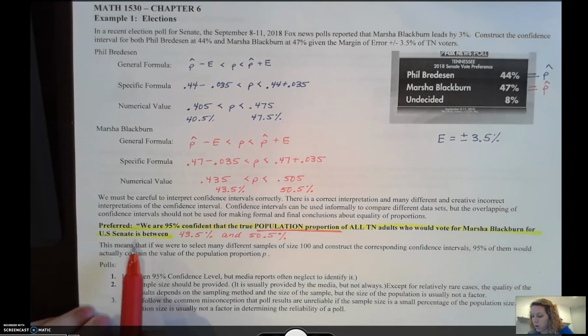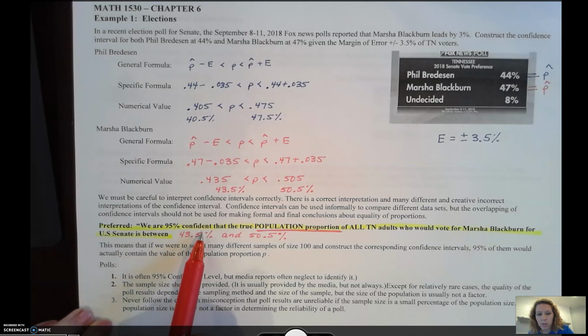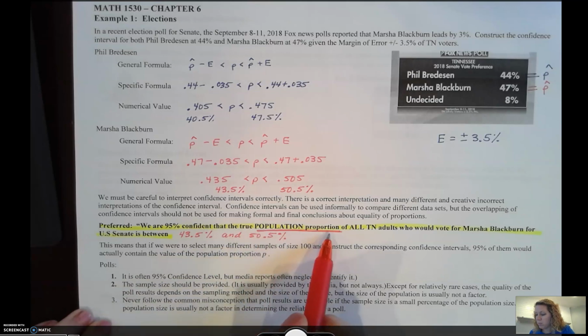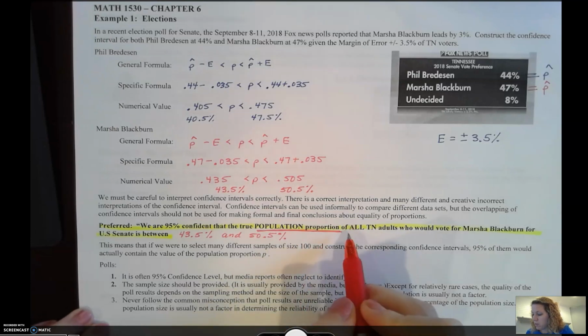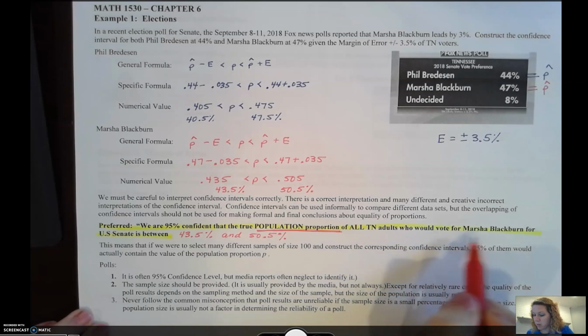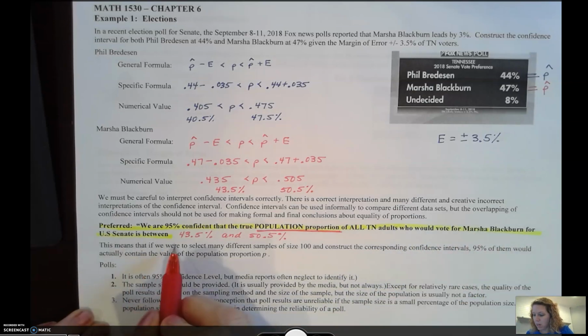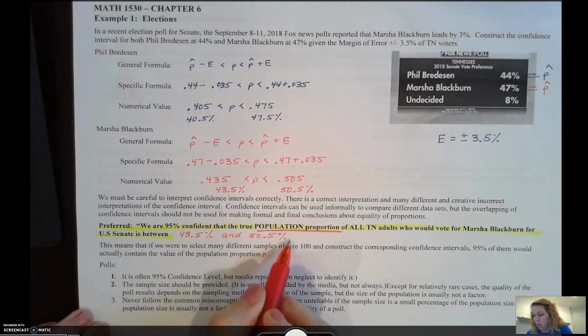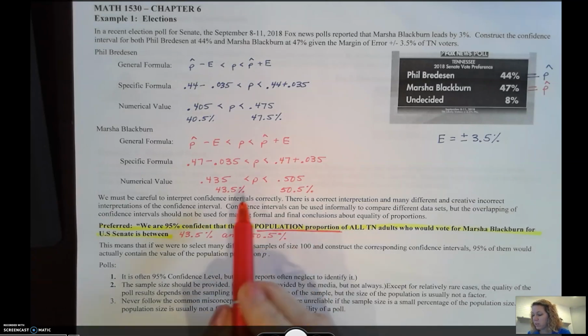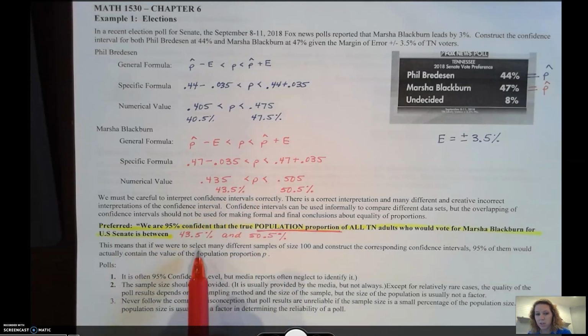Okay, the preferred way. We are 95% confident that the true population proportion, so it's the population parameter that we're estimating that interval for, of all Tennessee adults who would vote for Marsha Blackburn for U.S. Senate is between 43.5% and 50.5%. Remember, we're using the sample of the 47% to predict the population of all Tennessee voters. So it's not going to be an actual number, it's going to be an estimate or a range of numbers.